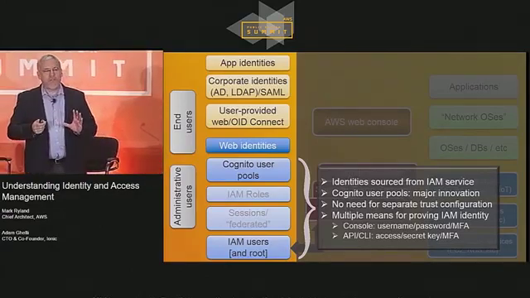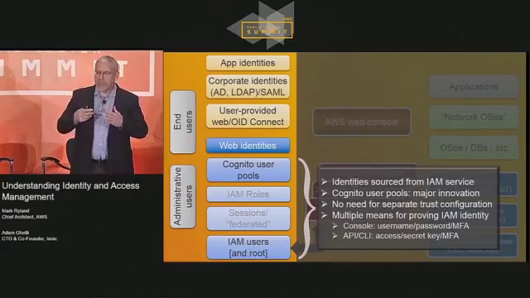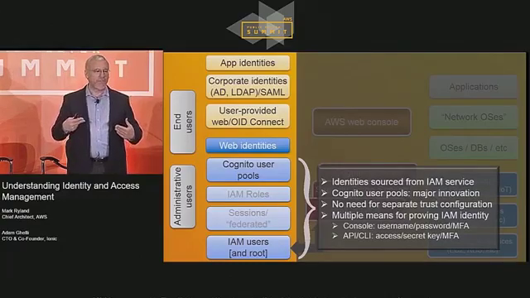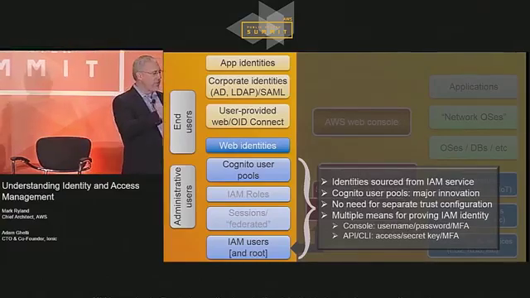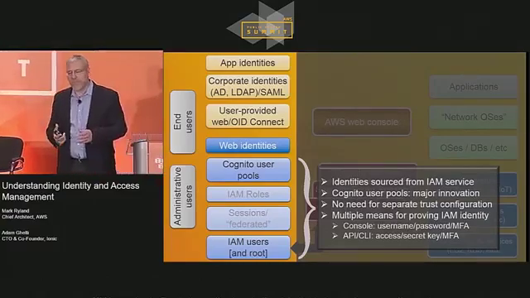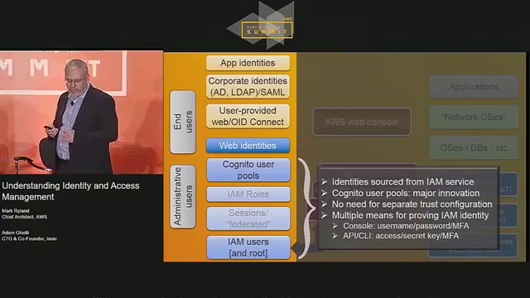One of the key things here is there's no need for a separate trust configuration. The system trusts itself. These are built into the system, so when you add identities, you don't have to create some sort of link between your identity pool and the core system, because the system is essentially creating or emitting these for you.